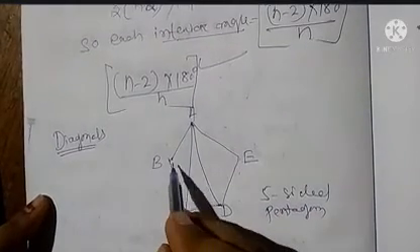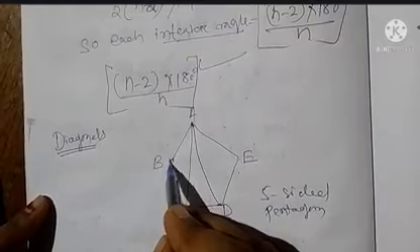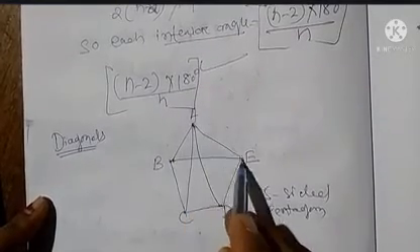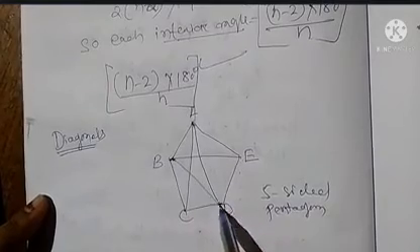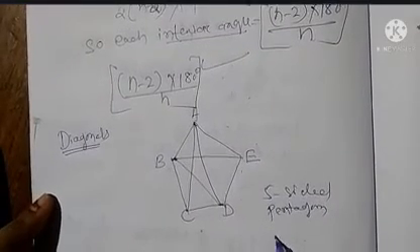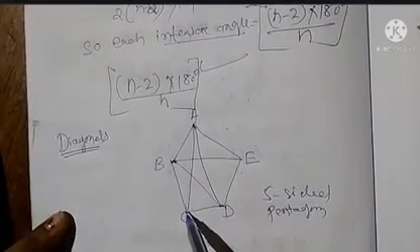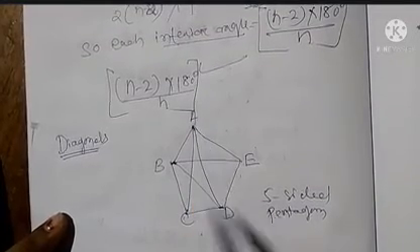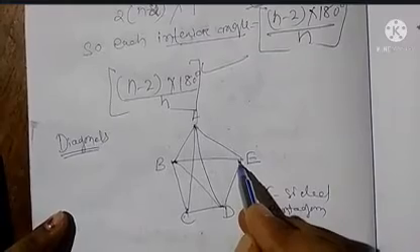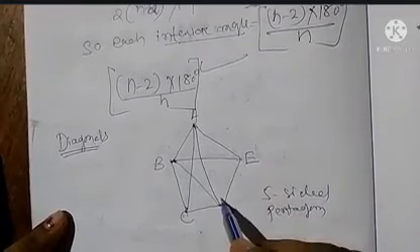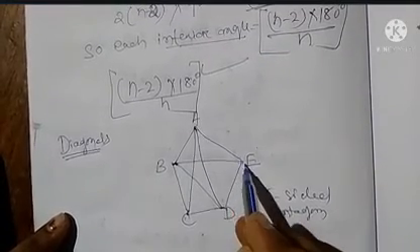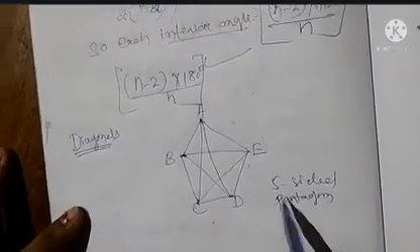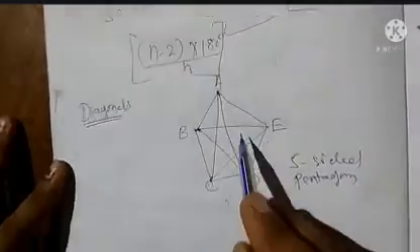Similarly, we will start from point B. Who are the adjacent of B? A and C, means BE and BD are diagonals. Okay, then C is complete. This much. Again, suppose E, A and D. This may BE and BC are diagonals. So in this way we have to draw the diagonals.